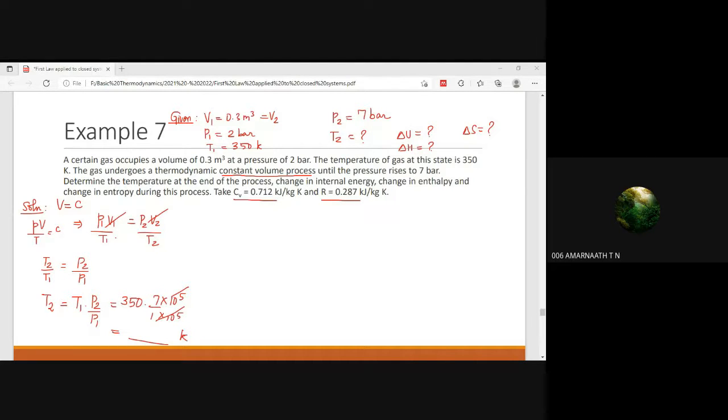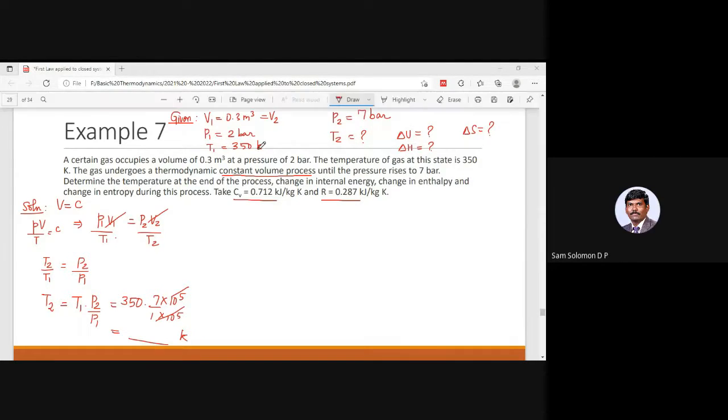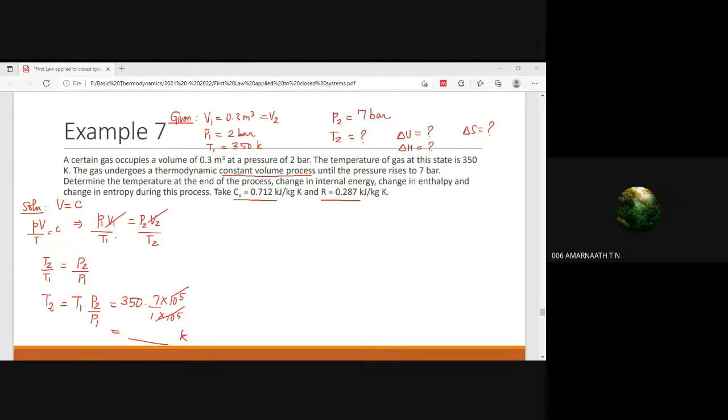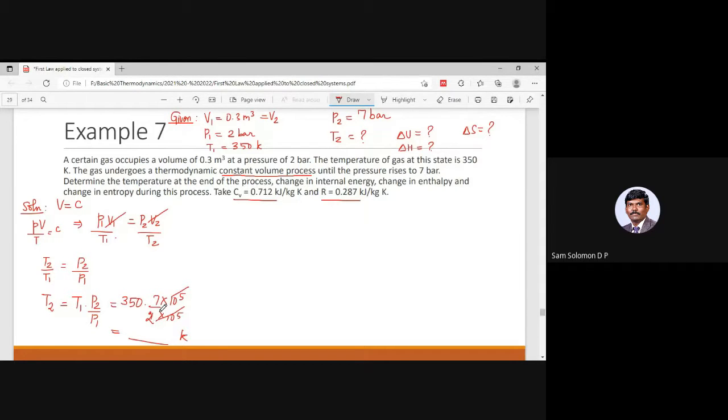P1 is 2 bar. Sorry, please come again, sir. P1 is 2 bar. So T2 is... have I written something wrongly? I don't get what you are saying. P1 is 2 bar, sir. Oh, P1 is 2 bar. Okay, okay. So instead of 1, I should have written 2.